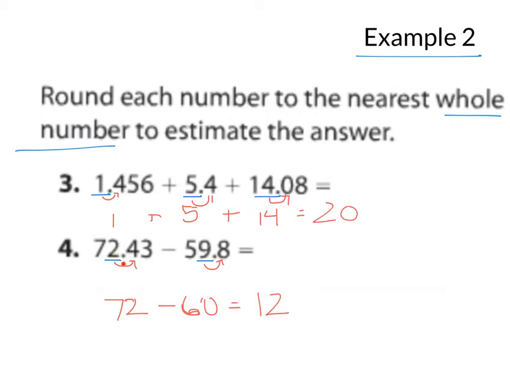72, I'm looking at the 2, and the 4 is behind it. I'm going to keep that at 72. That's too small, it doesn't round. And now I'm looking at the 9.